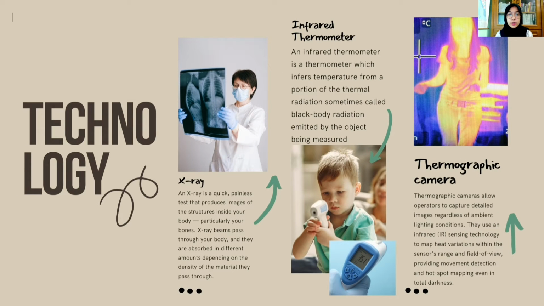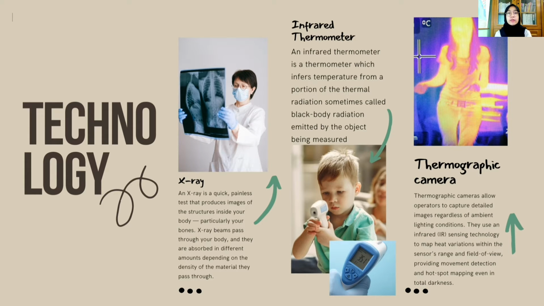Okay, now we are continuing to the technology one. The first one is X-ray. These short waves have enough energy to pass through soft body tissues, or skin and muscle, but not bone. That's why an X-ray photo shows bones as shadows. High doses of X-rays can be very harmful.